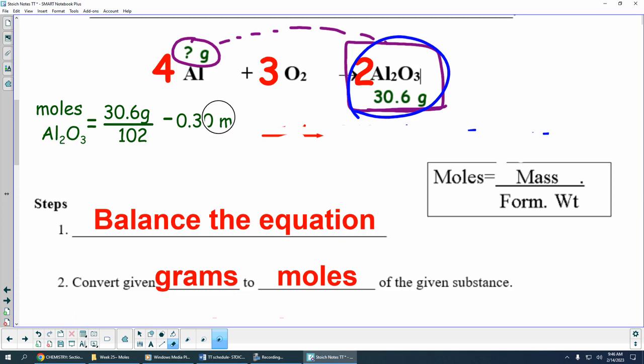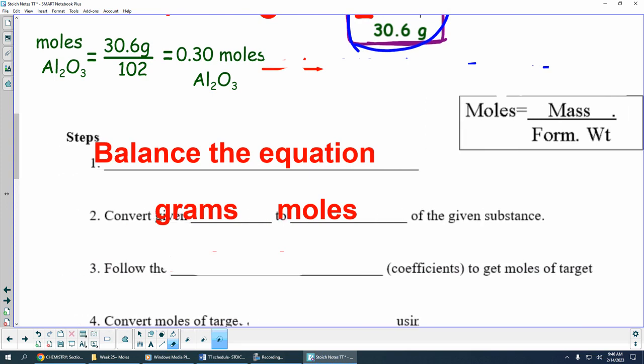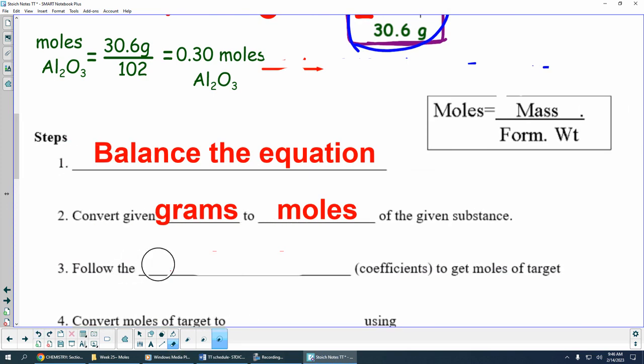30.6 divided by 102, and you're going to get 0.300. I keep the zeros just because of sig figs. Moles of Al2O3. So that's step 1. Balance it. Take what you're given and convert it into moles. Perfect. Now, step 2. We have to follow the coefficient ratio. Follow the mole ratio from where you are to where you want to go.